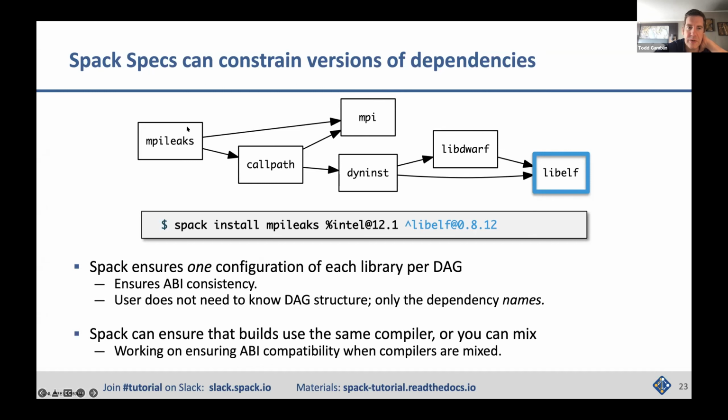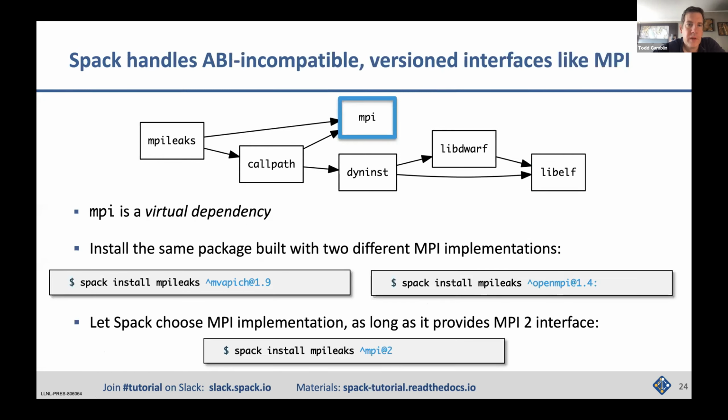We guarantee you for any given graph that there's only going to be one version of each of these dependencies. We won't have something set up incorrectly where, say, libdwarf points to one libelf and dynist points to another, and they're inconsistent and incompatible, and we accidentally load one that conflicts with the other. We make sure that that's consistent. So that's another thing that Spack does for you: make sure that your graph is consistent.